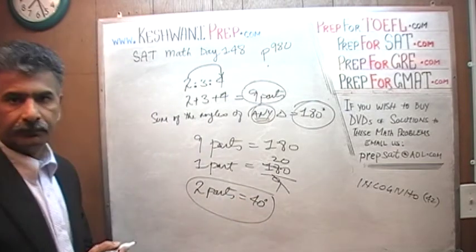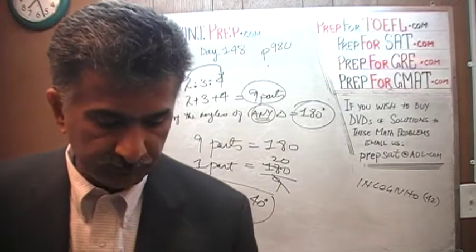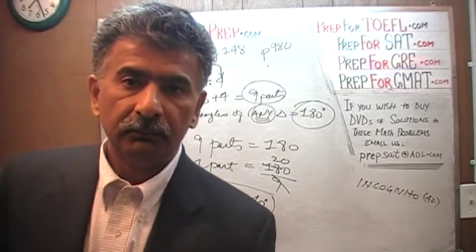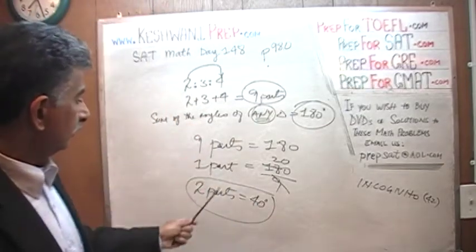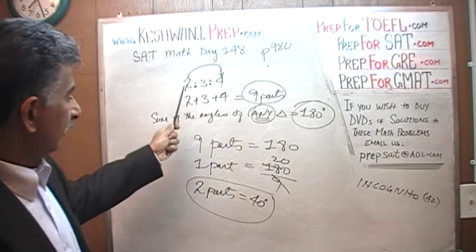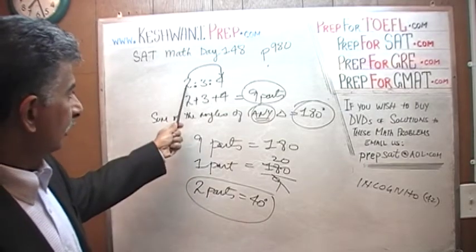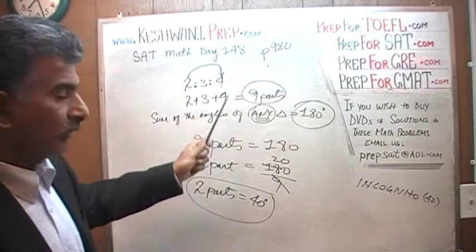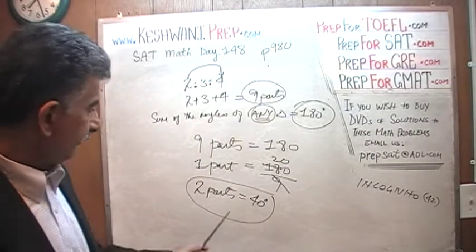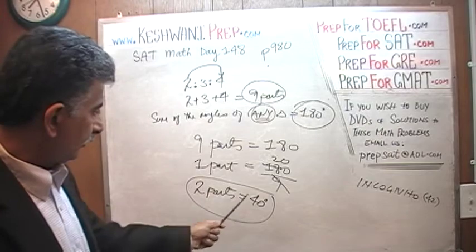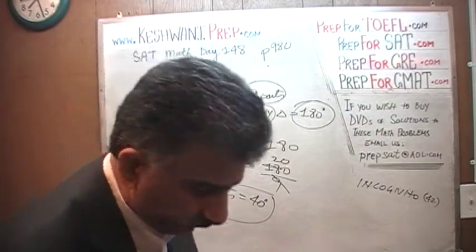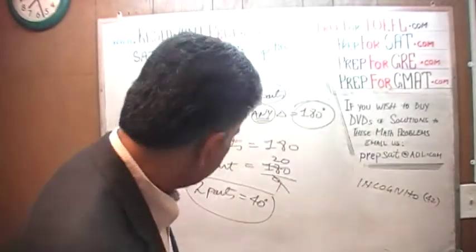That's it. So here we're not calculating the measure of the smallest angle. We're figuring out their difference. It's just a fluke that the smallest angle is also 2 parts, but the difference between the smallest angle and the largest angle, this is 2 parts, this is 4 parts, so the difference is 2 parts. 1 part we just found out is 20, therefore 2 parts is 40. The answer is C.